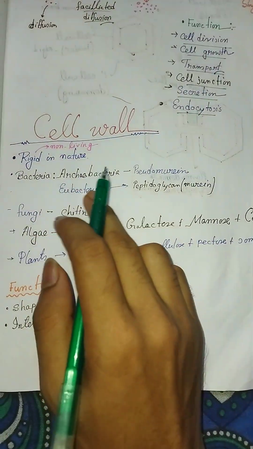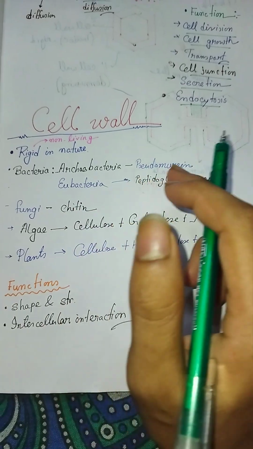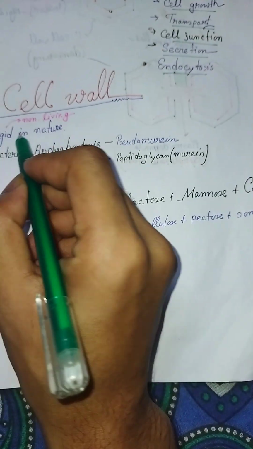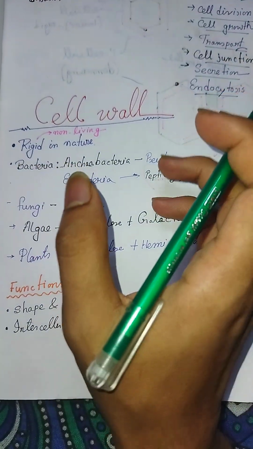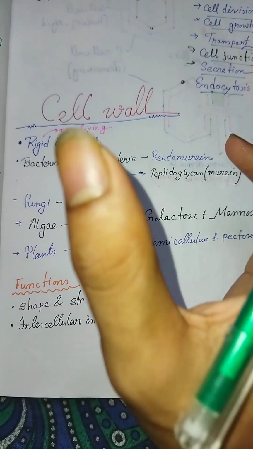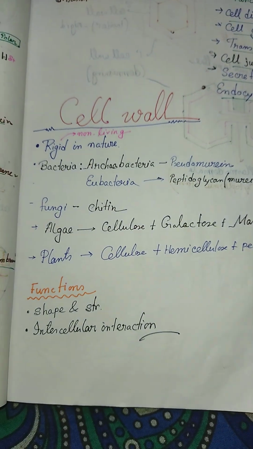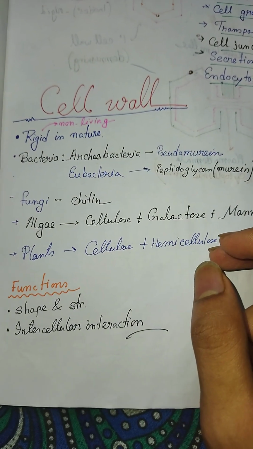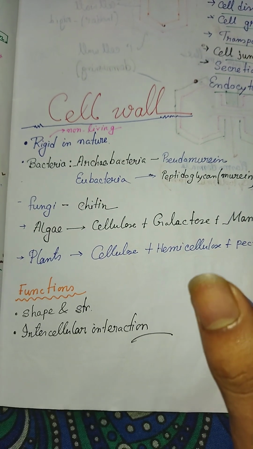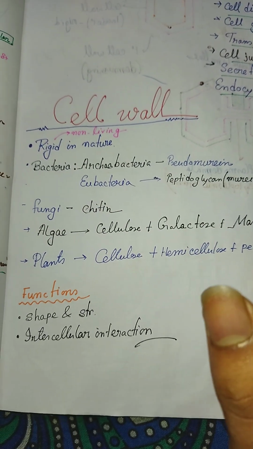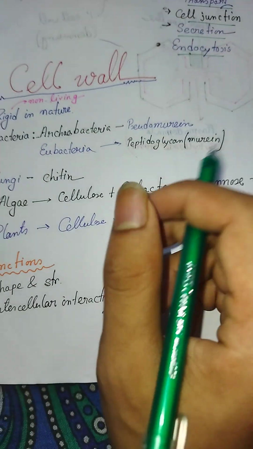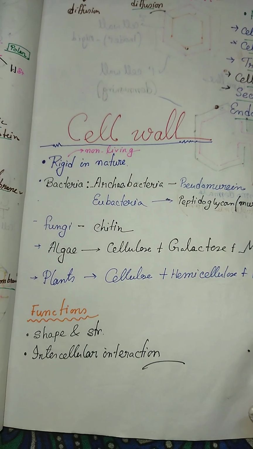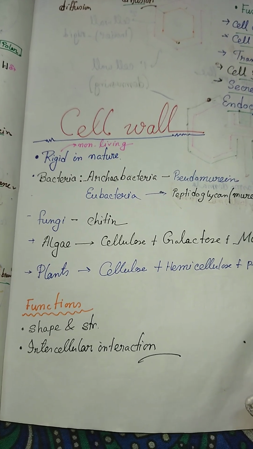Now let's talk about the cell wall. It is a rigid, non-living layer present on the outer side of the cell membrane. Rigid means it provides shape; non-living means it provides protection from mechanical damage and infection. It is the outermost layer. It helps in cell to cell interaction. It is quite permeable but prevents the entry of very large macromolecules and lets very small monomers pass.